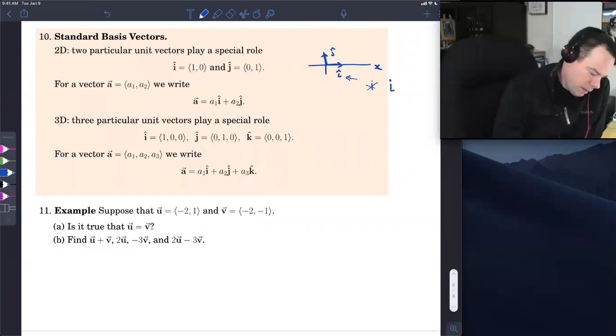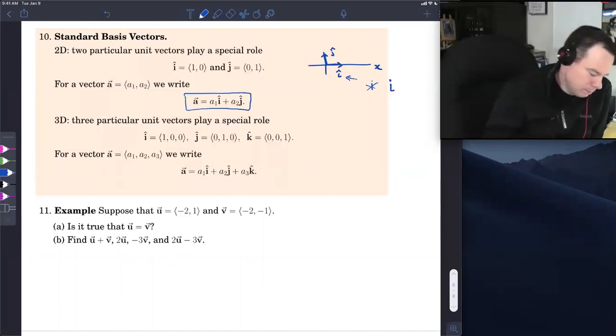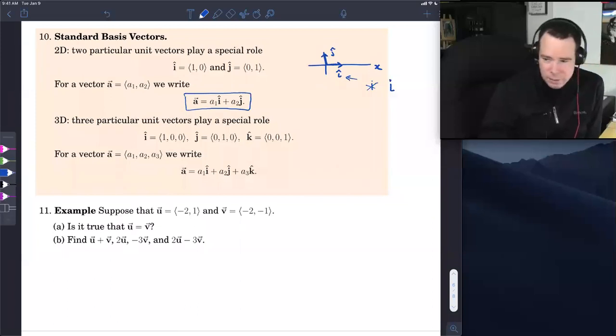So for any vector A, we can always write it as a combination of i and j. If A1 is the x component and A2 is the y component, then we can always write our vector as some multiple of i hat and some multiple of j hat. This tells us how far we've gone in the x direction and then how far up in the y direction. Similarly, for 3 dimensions, we have i hat, j hat, and k hat, and we can take any vector in 3 dimensions and write it as a linear combination of i, j, and k. These are called standard basis vectors.